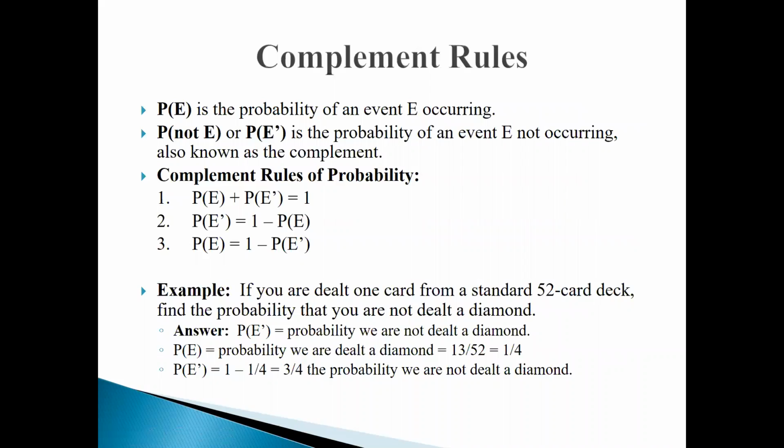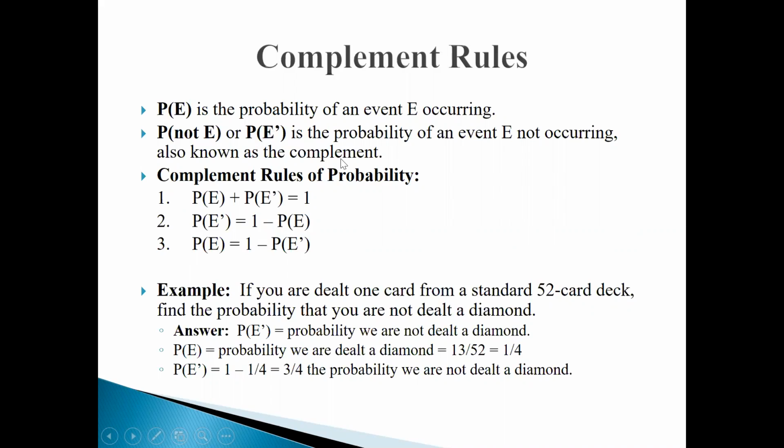Now we have some complement rules. Now P of E is the probability that event E occurs. So when you have just P, parenthesis, E, parenthesis, you have to read it as the probability that event E occurs. Then if you have not E in there, that's the probability that event E does not occur. And sometimes that's E complement, with the E prime here.